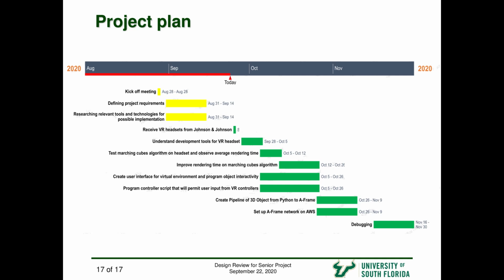Finally, we will all develop the pipeline to move the 3D model that resulted from the marching cubes algorithm into the A-Frame virtual environment. Between October 5th and November 9th, and between November 16th and November 30th, we will solely be focusing on debugging and making any additional functionality or accommodations that are approved by Johnson & Johnson.